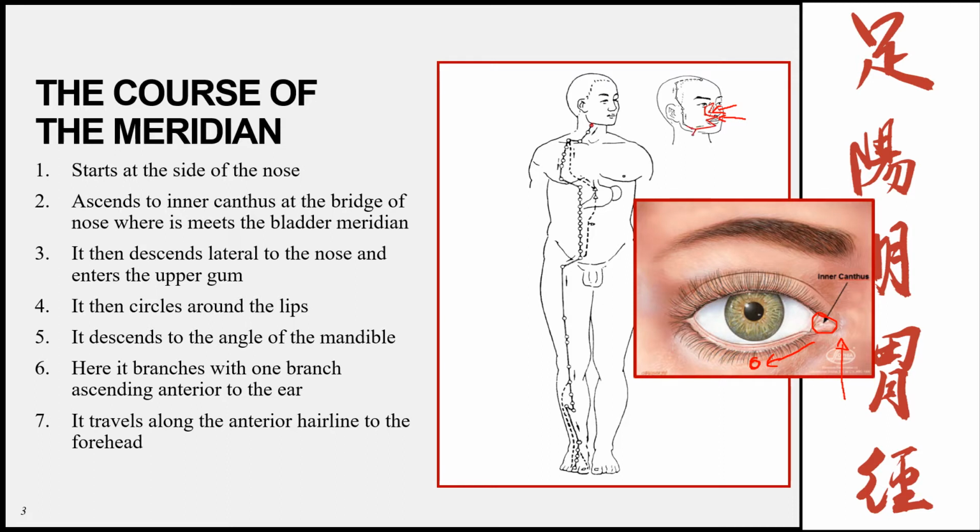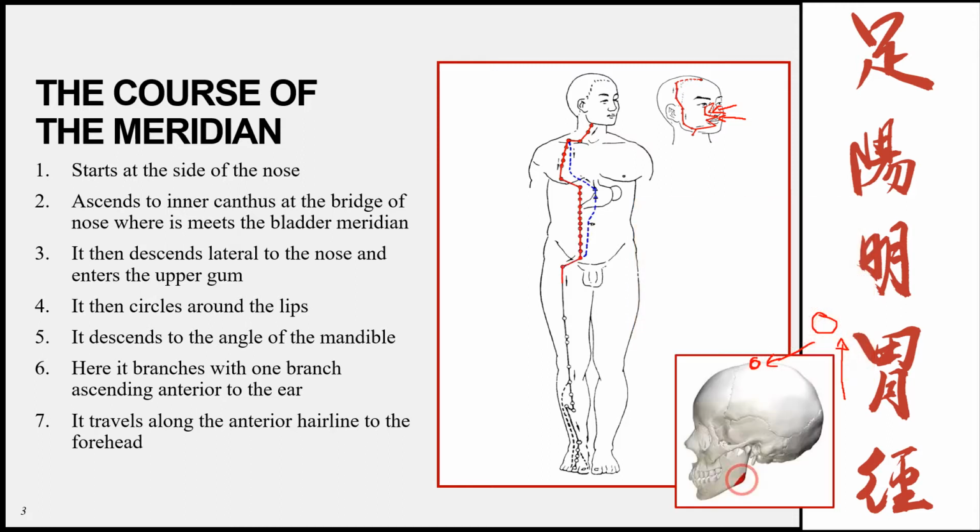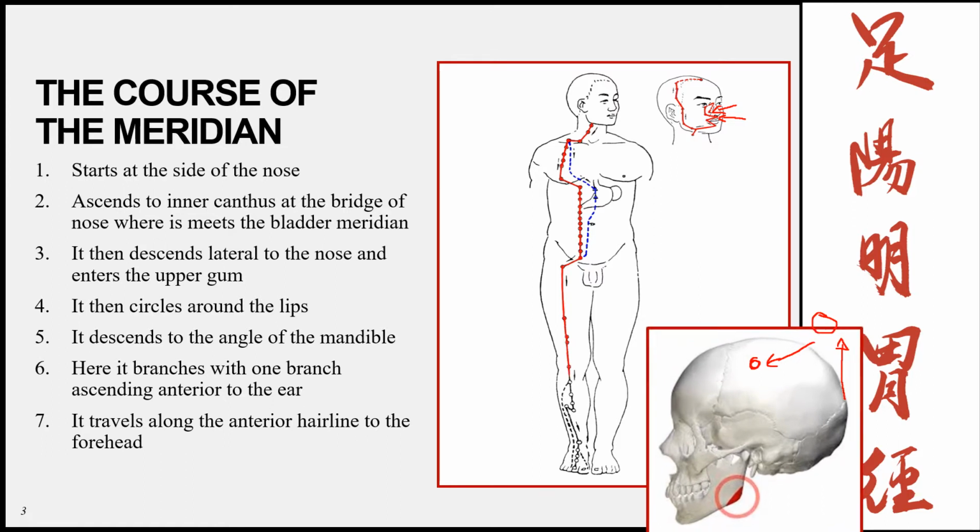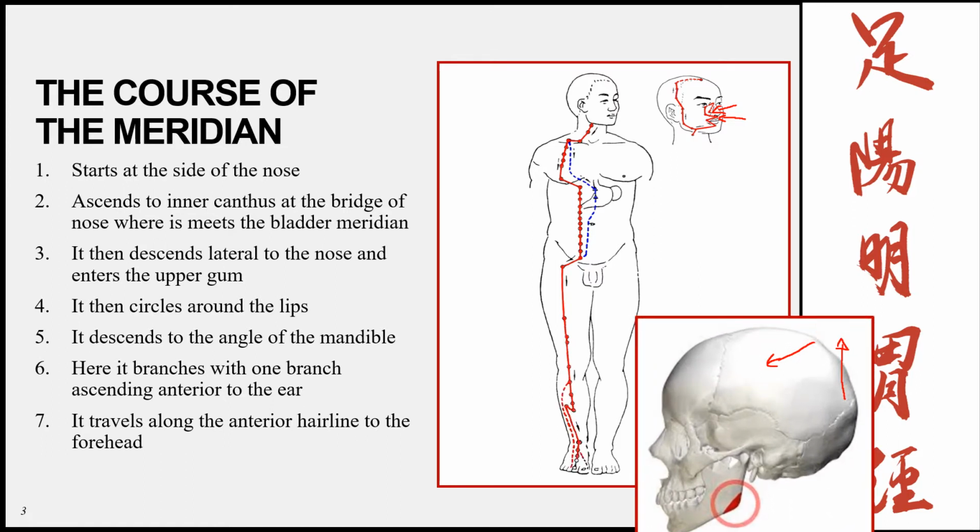It then circles around the lips and descends to the angle of the mandible. The angle of the mandible is shown in the next image over here. The angle of the mandible is this red portion over here. It's where the angle changes from a more vertical line to a more horizontal line like this. And that's what we refer to when we talk about the angle of the mandible. So our stomach meridian was running like this all the way down, went like this, and then down here, and then it came all the way to the angle over here.